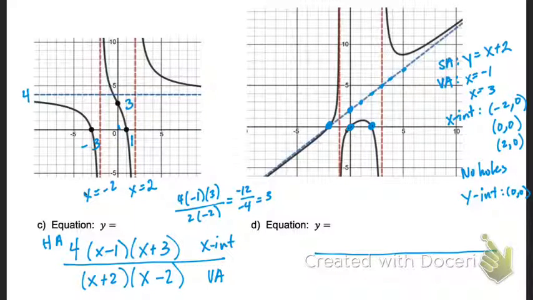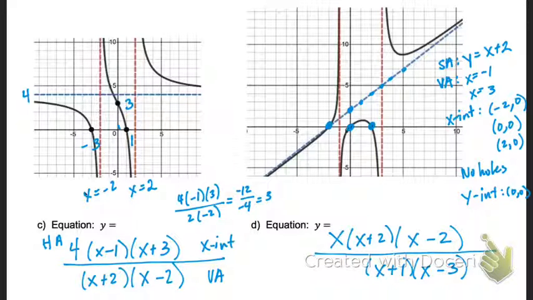Do you want me to let you guys try it? Good job. On top, I just put my x-intercepts, so 0, -2, 2. And then on the bottom, I put my vertical asymptotes.